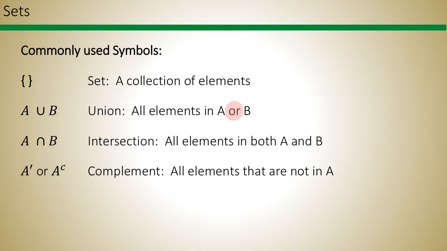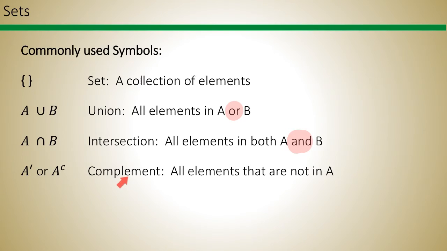Next thing is intersection. Whenever you see this symbol right here, that means intersection. And then here, we're looking for the elements that are in both set A and set B, okay? So keyword here is and. In order for an item to be in the intersection, it has to be in both set A and set B.